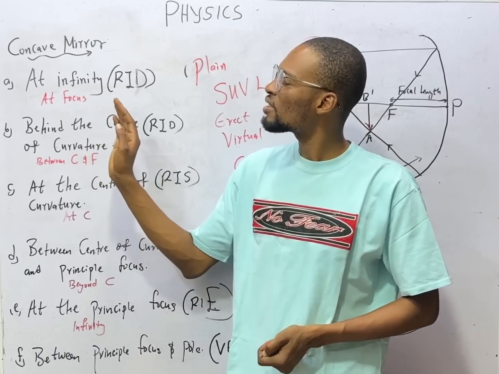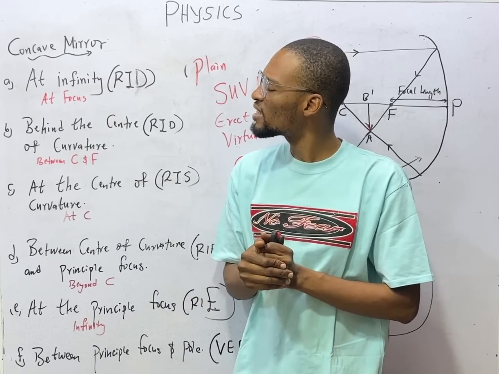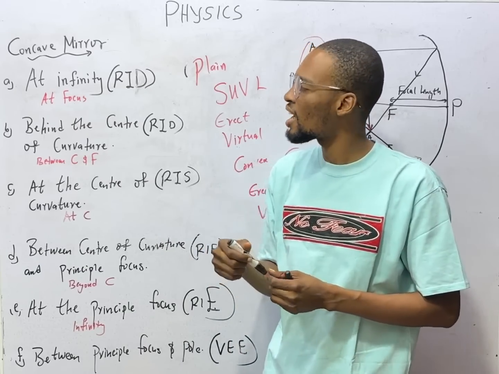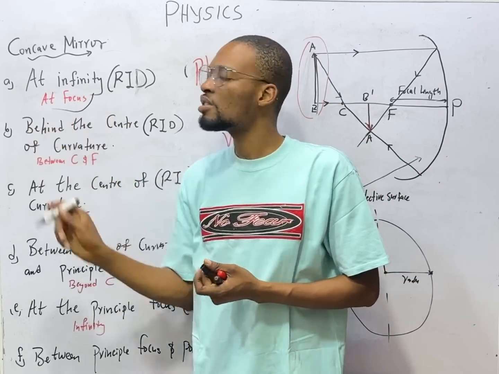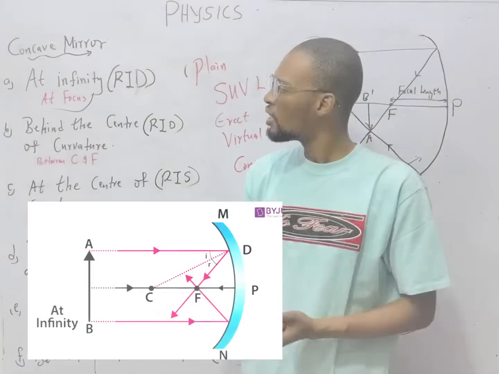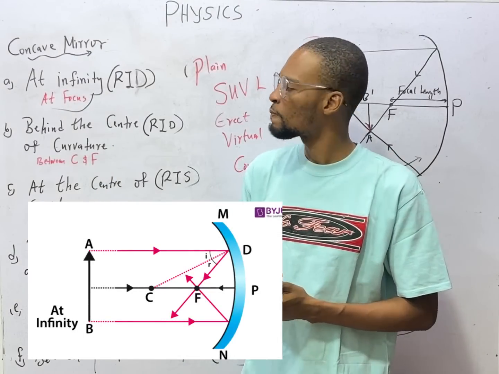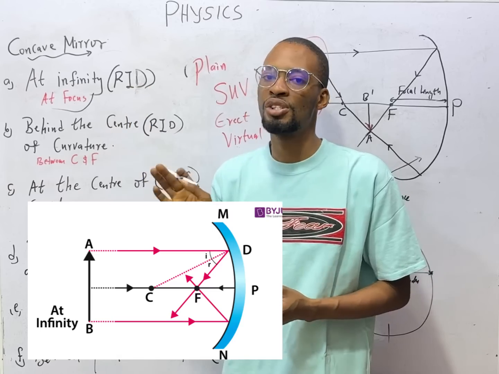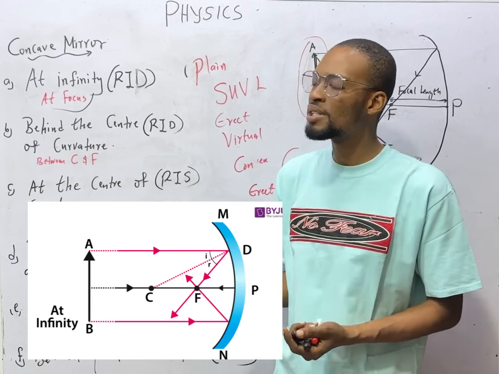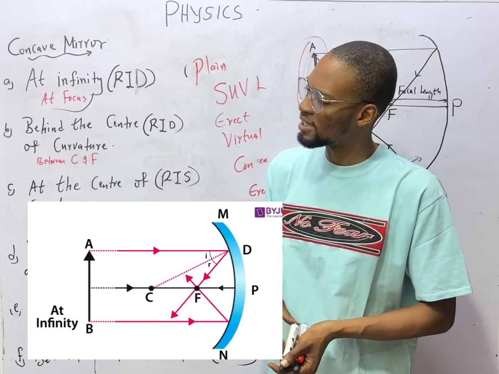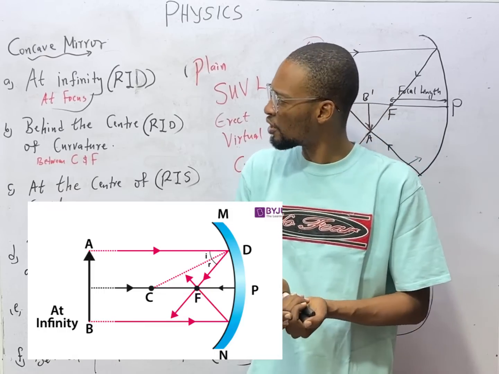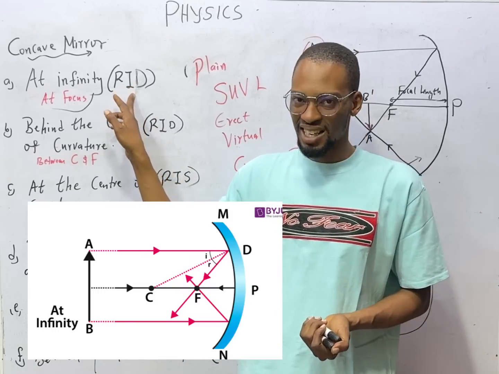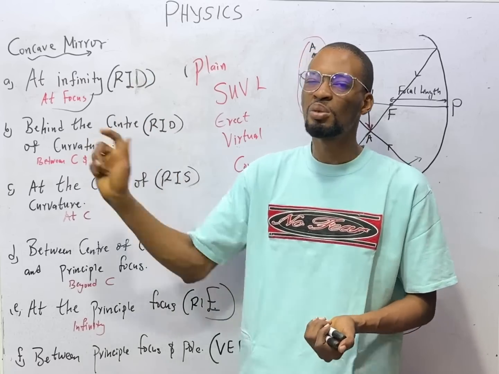So here we go. When you place an object at infinity for a concave mirror, the image is formed at the focus. Now, what are the properties of this image? They are real, they are inverted, and they are highly diminished. It means they are smaller. The image produced is real, inverted, and highly diminished, so small.